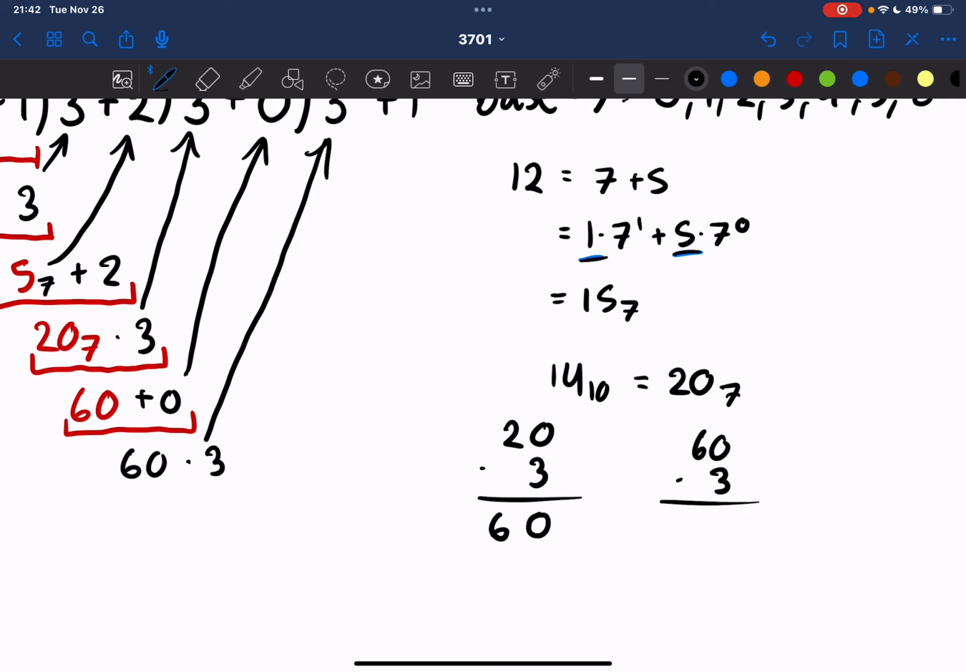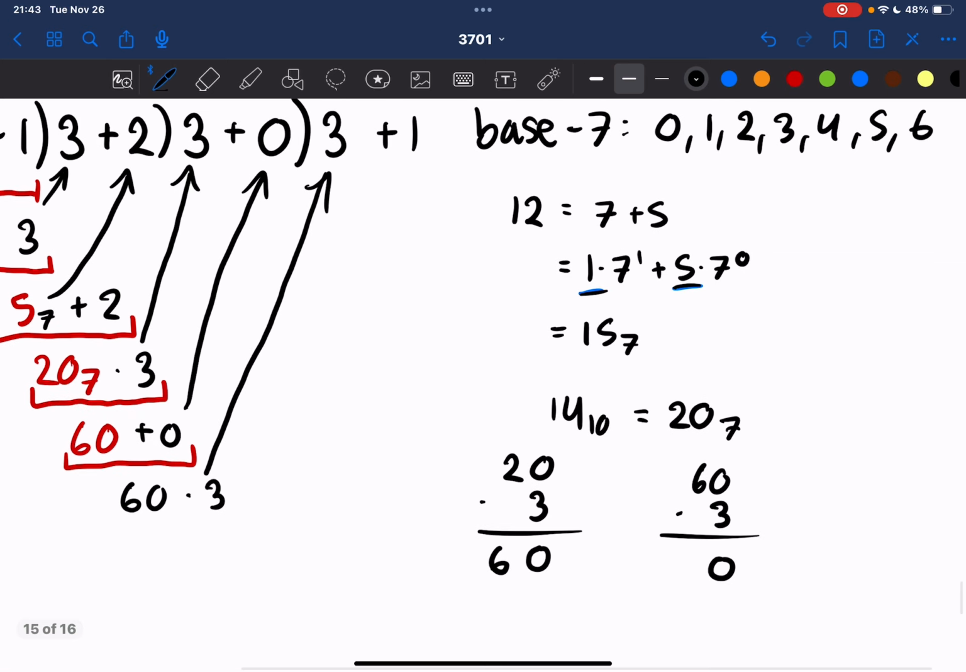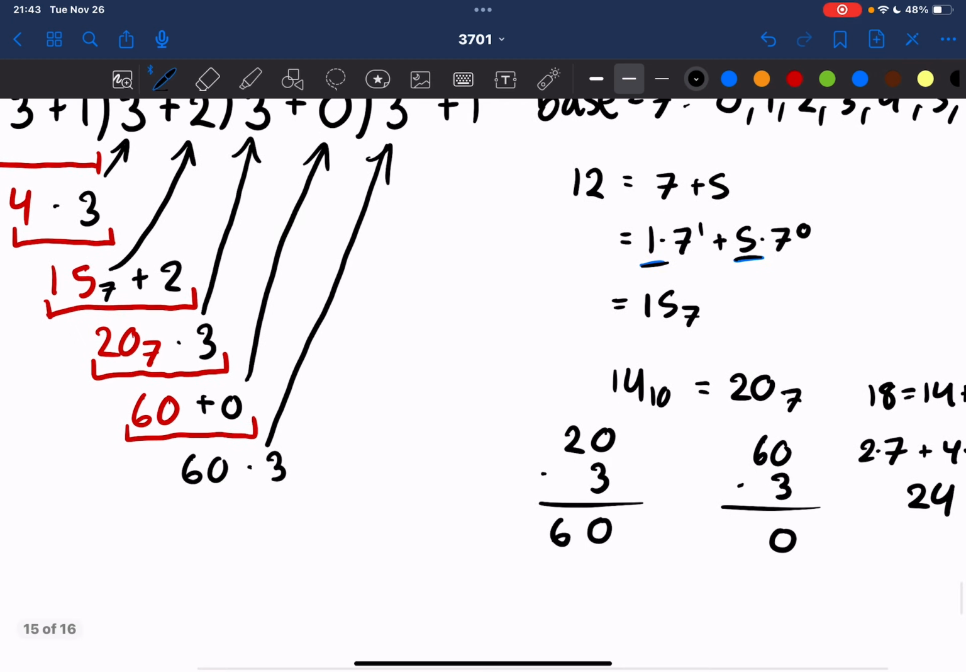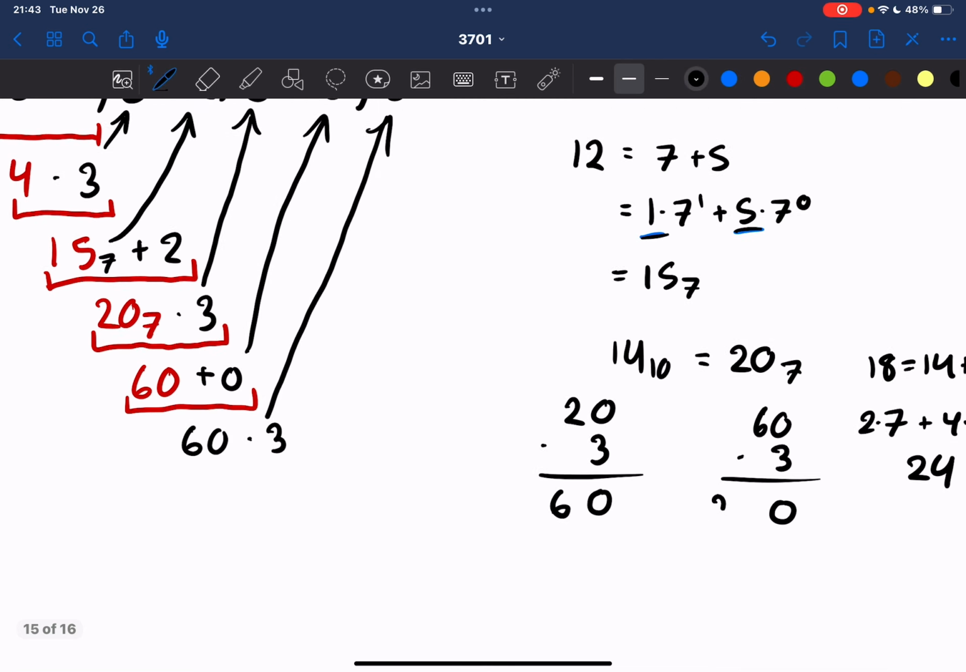So 60 times 3, that's 3 times 0 is 0. 3 times 6 is 18. Now, it's not actually 18, right? Since 18 doesn't fit into our base 7 system, we need to convert 18 into base 7. So what's 18? It's just 14 plus 4, or 2 times 7 plus 4 times 7 to the 0, so that would be 24. So that would be 4 is added for 60 times 3. So then let's do that, and that equals 240 base 7.